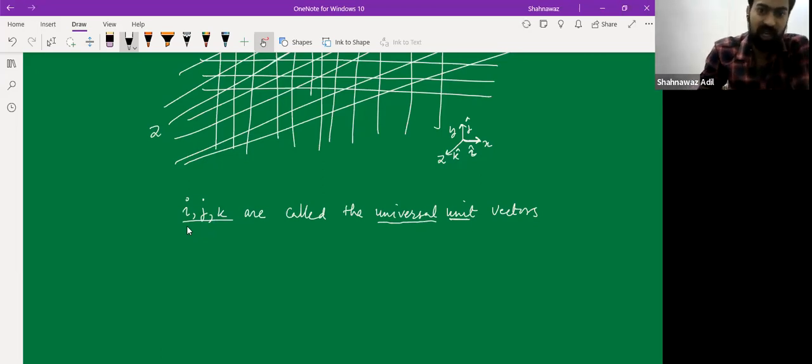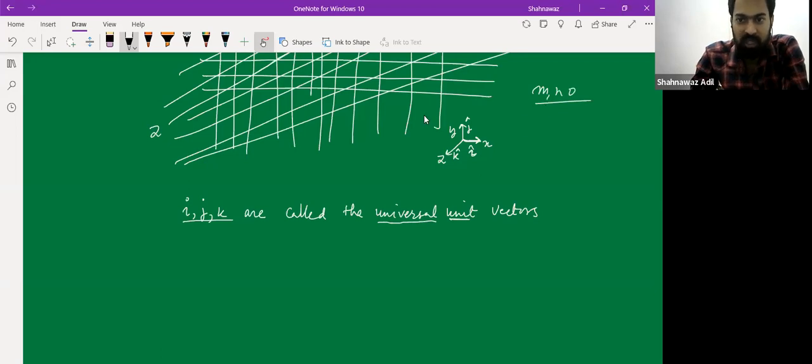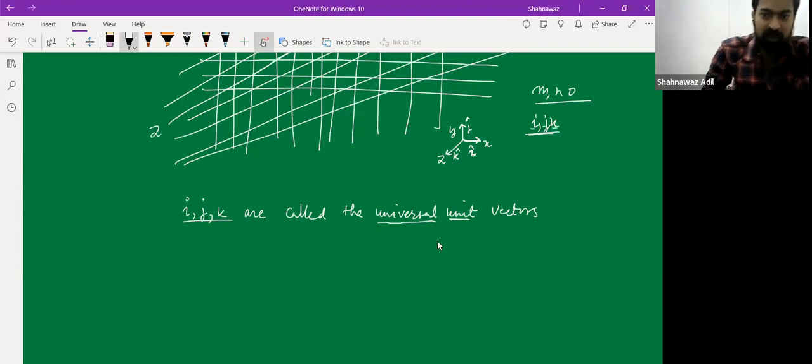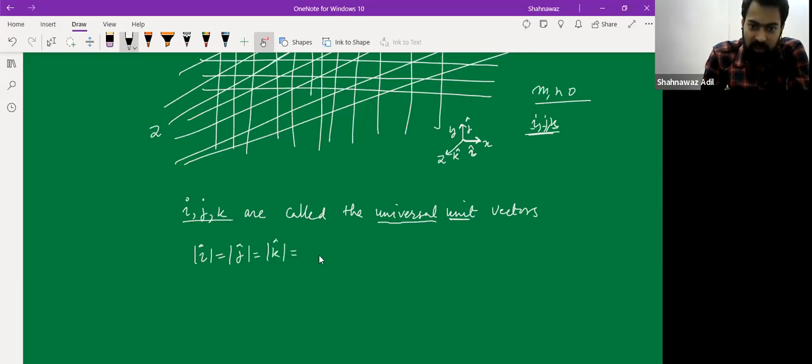That is why, if you move to America or Europe or another country, they will not define them as M, N, O. There they will also define i, j, k: 1 unit in the x direction, 1 unit in the y direction, 1 unit in the z direction. Unit means that the magnitude of i, the magnitude of j, and the magnitude of k would be 1.